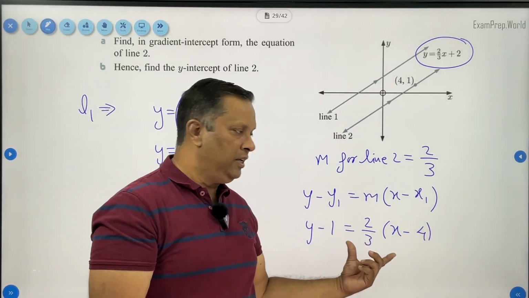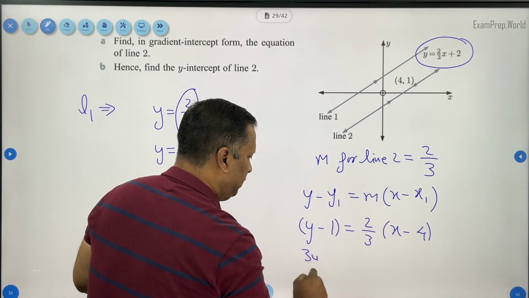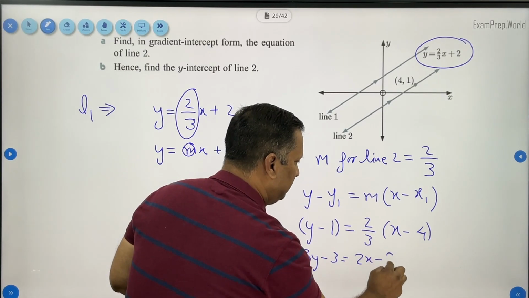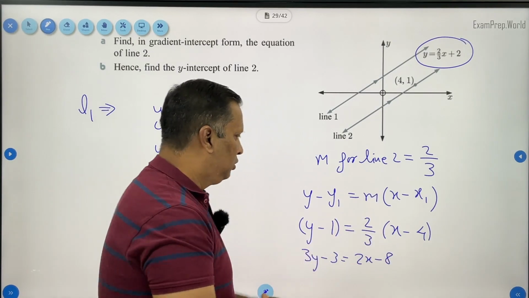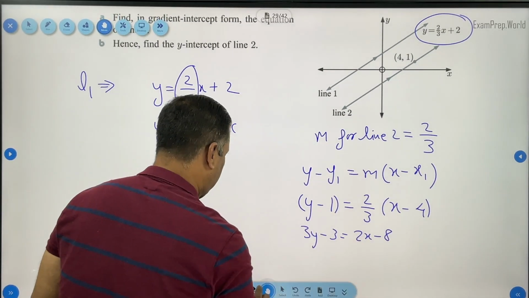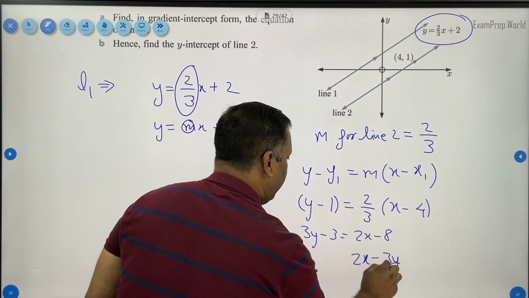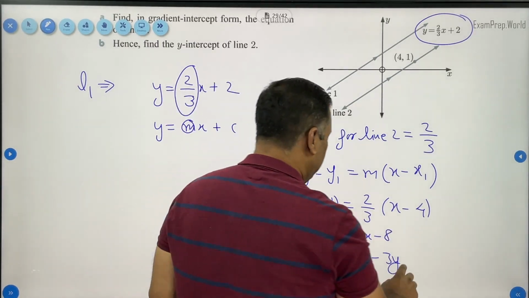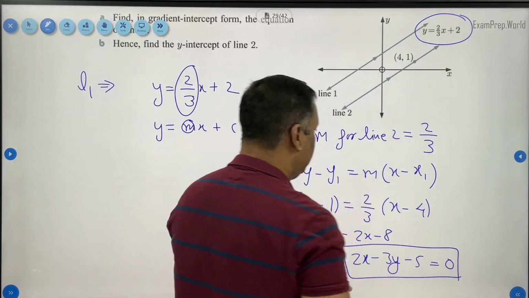Now when you reach this stage, I suggest you multiply by 3. So it becomes 3y minus 3 equals 2 times (x minus 4), which is 2x minus 8. Now we have this expression. Get everything to the right side. So what do you get? 2x minus 3y. The negative 3y comes here and becomes positive 3y. Minus 8 plus 3 is negative 5. And nothing is there on the other side, so this is your line.